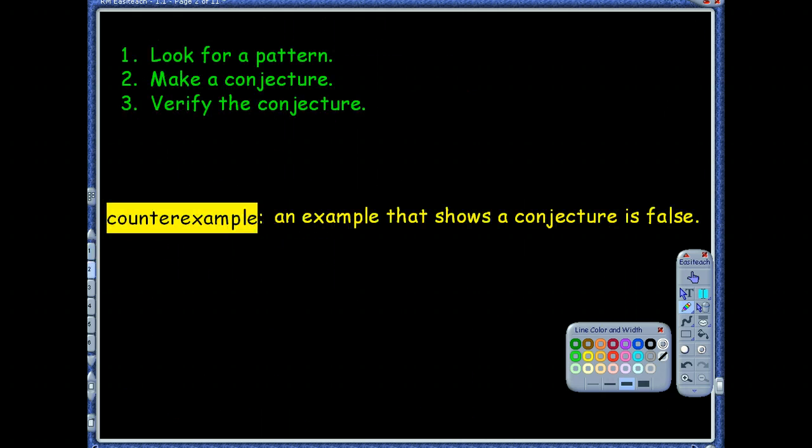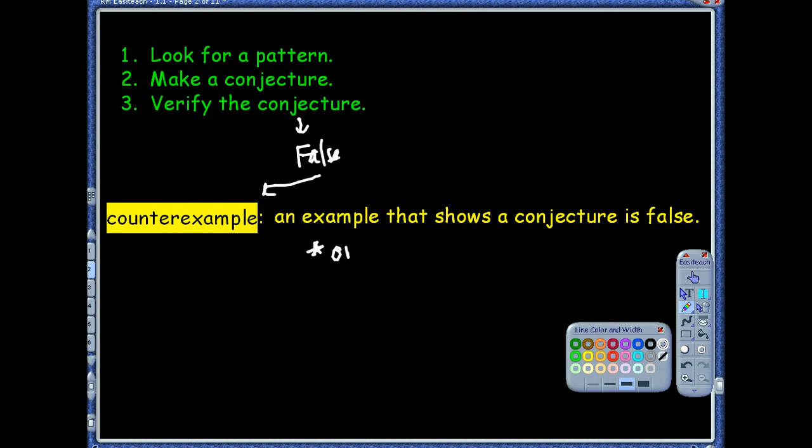All right. So to recap our 3 stages, we said we want to first look for a pattern, we want to make a conjecture, and we want to verify our conjecture. Now, we talked about how not all conjectures are true. If you find an example that shows a conjecture to be false, that's what we call a counterexample. So a lot of times when we're looking at conjectures, we may be determining, is it a true conjecture or is it a false conjecture? And to prove something to be false, we're going to just need to show one counterexample.